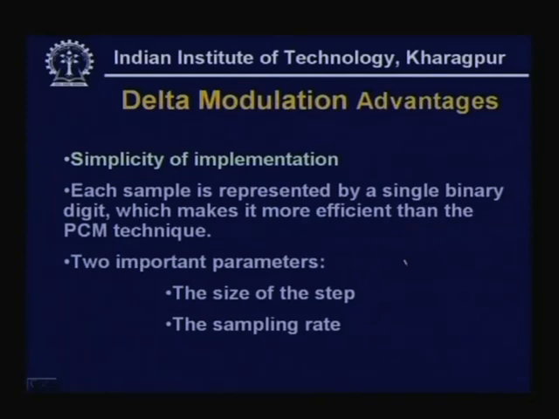So, here are the advantages of delta modulation. Simplicity of implementation. Each sample is represented by a single binary digit, as you have seen, which makes it more efficient than the pulse code modulation technique. However, there are two important parameters: the step size, and the sampling rate. These two play a very important role. In what way? Let us see in the next slide.